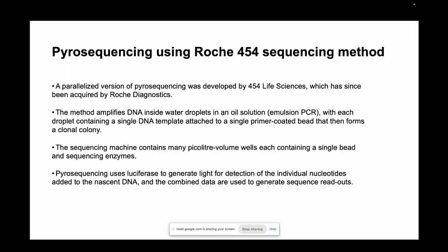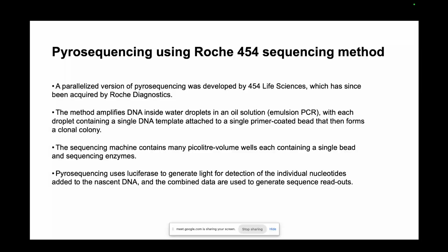So you have the DNA, and you amplify the DNA inside water droplets in an oil solution, which is an emulsion PCR, with each droplet containing a single DNA template attached to a single primer. Then it forms a clonal colony from these attached DNA templates. The sequencing machine contains many picoliter volume wells, each containing a single bead and sequencing enzymes. Inside each well, there is the oil emulsion, inside which there is the DNA template attached to a single primer.